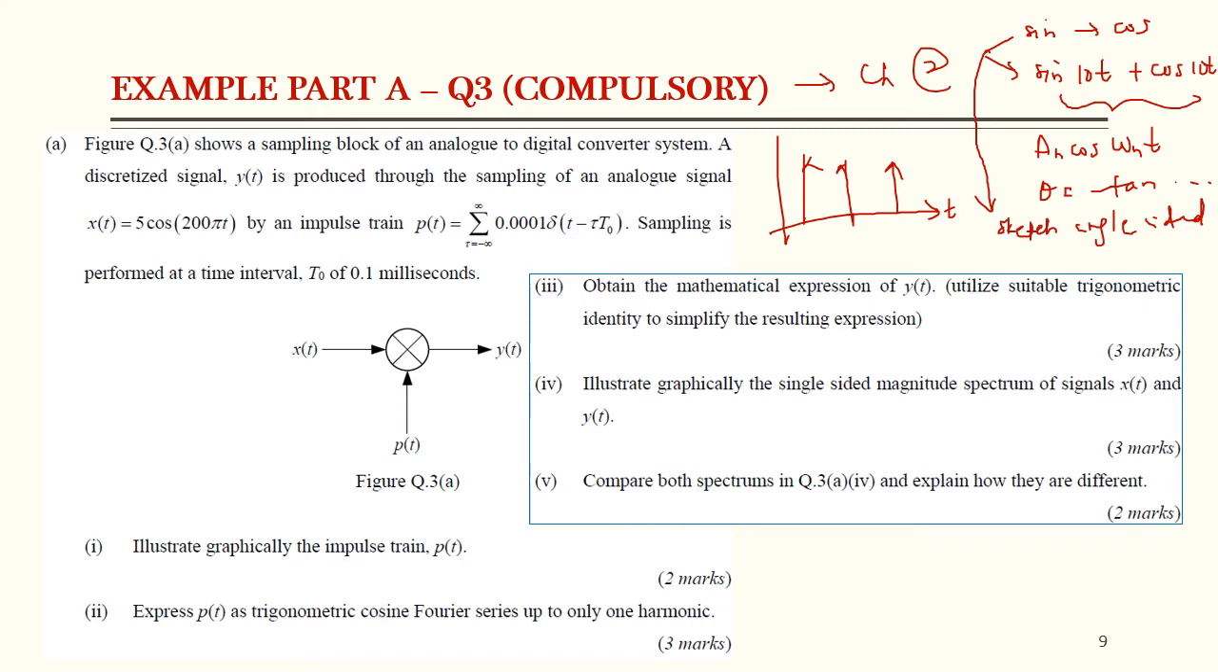Alright, so illustrate graphically the impulse train. So this is the impulse train p(t) in the time domain. It should be a single-sided spectrum, and then express the cosine Fourier series up to only one harmonic. Express p(t). What is p(t)? p(t) is represented by this impulse train.